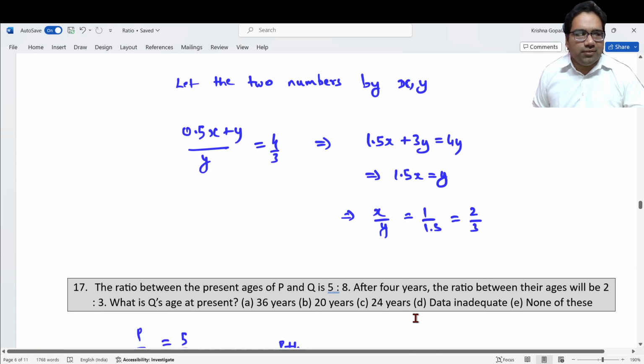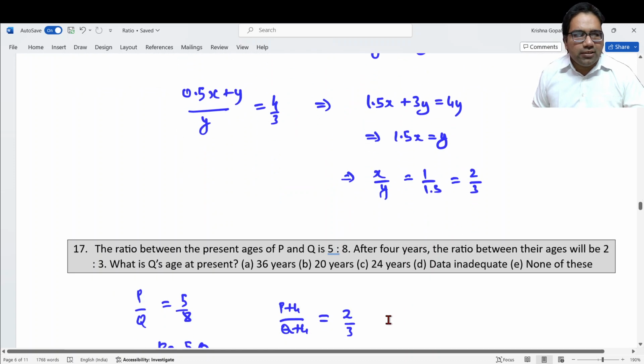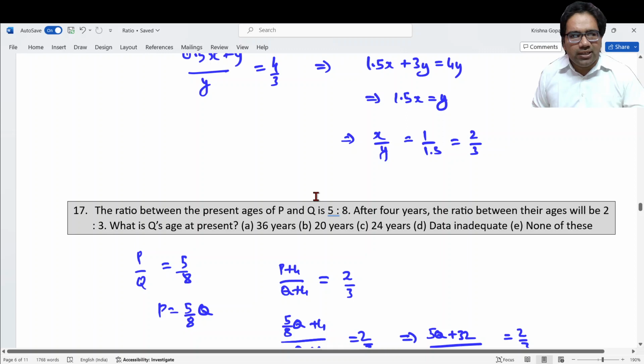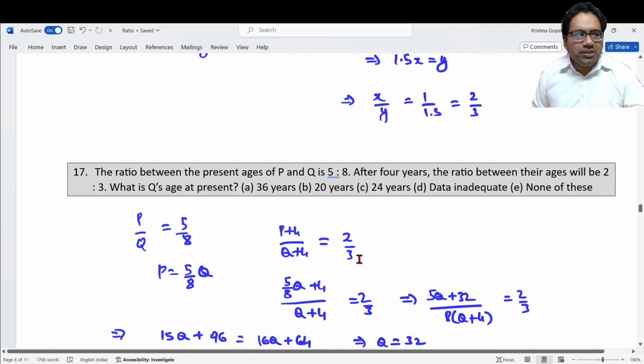Right. Next one. The ratio between the present ages of P and Q is 5 by 8. After 4 years, the ratio between their ages will be 2 and 3. Very good. What is Q's age at present? P by Q currently is 5 by 8. After 4 years, what will it become? P plus 4 and Q plus 4, right? Let the ages of P and Q be P, Q only. Let P plus 4 by Q plus 4 equal to 2 by 3. P by Q is equal to 5 by 8. P is equal to 5 by 8 Q, right?